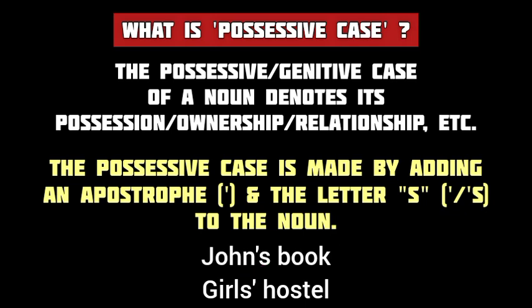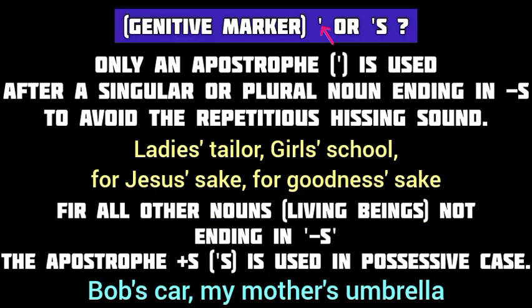The apostrophe or the apostrophe s thus used to make the possessive case of a noun is called the genitive or possessive marker. The genitive marker, the apostrophe sign or the apostrophe s, is generally used for possessive nouns indicating living beings. In other words, the general rule is that the apostrophe s or the possessive s is used for living beings or human beings only.